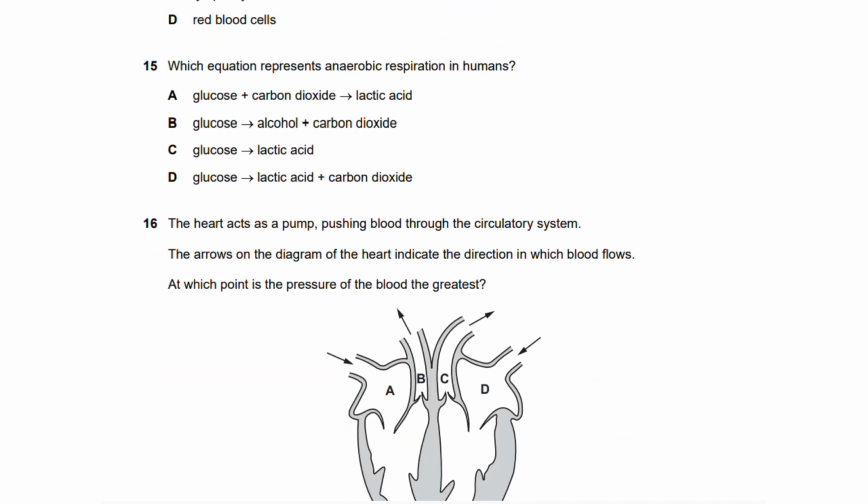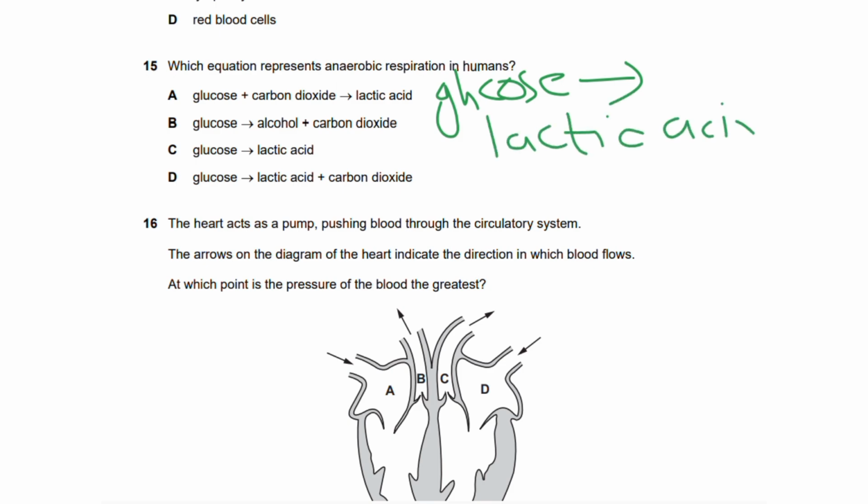Let's move on to question number 15. Which equation represents anaerobic respiration in humans? We have 4 equations given to us, and anaerobic respiration is basically a process called lactic acid fermentation, and it happens in the muscle cells when the demand for oxygen outpaces the supply. So the equation is glucose, which is converted into lactic acid, plus energy. And the only option that matches is option number C. So this is the correct answer.